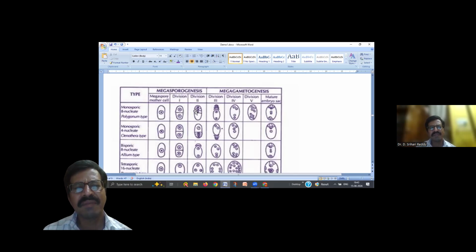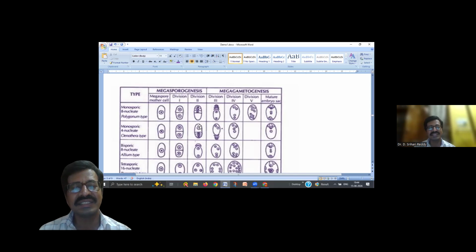Out of the 4 megaspores, the 3 megaspores which are arranged at the micropylar end degenerate, and the 4th megaspore, which is located at the chalazal end, remains active, that is the functional megaspore. In the Oenothera type, it is just the opposite: the megaspore at the micropylar end is functional.